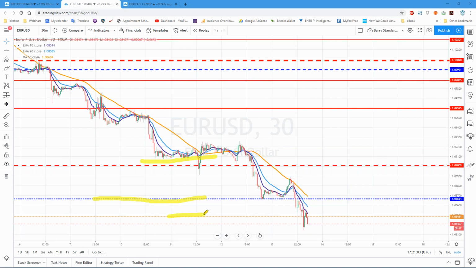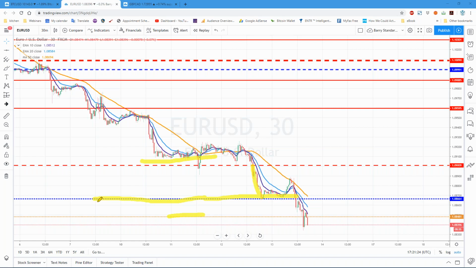We have the blue, the red, and the gold. No, like I said, there was no reason. You were not put on the chart simultaneously. They had nothing to do with one another. But look at this. As the euro plummeted down, look how significant this blue line was in its movement.